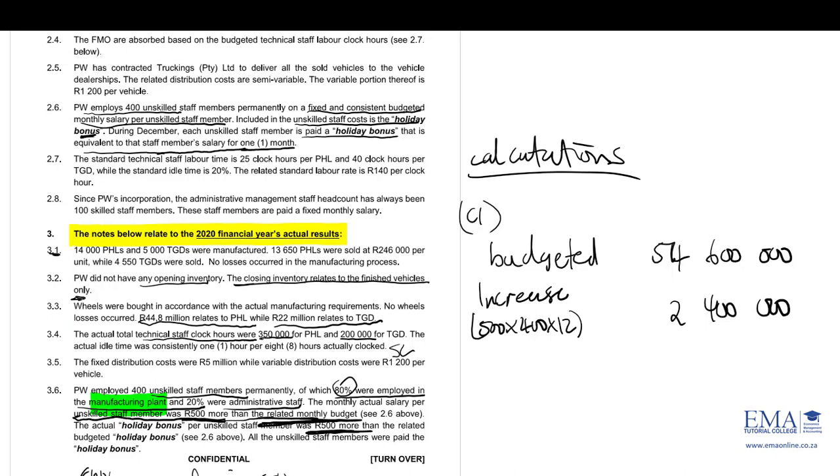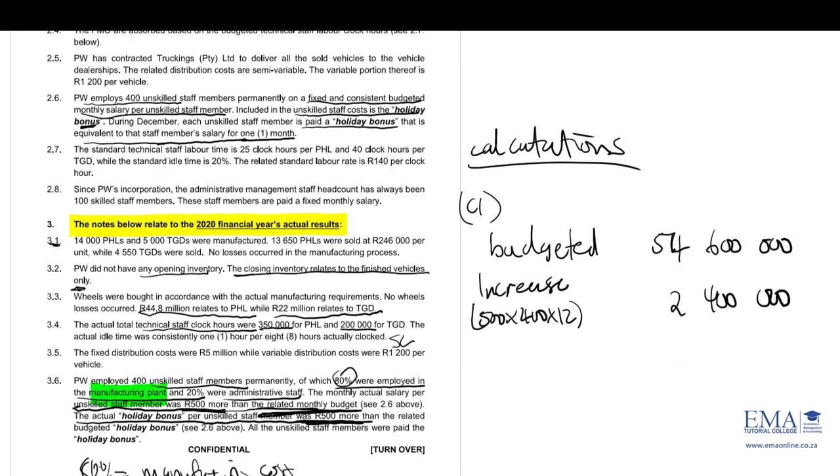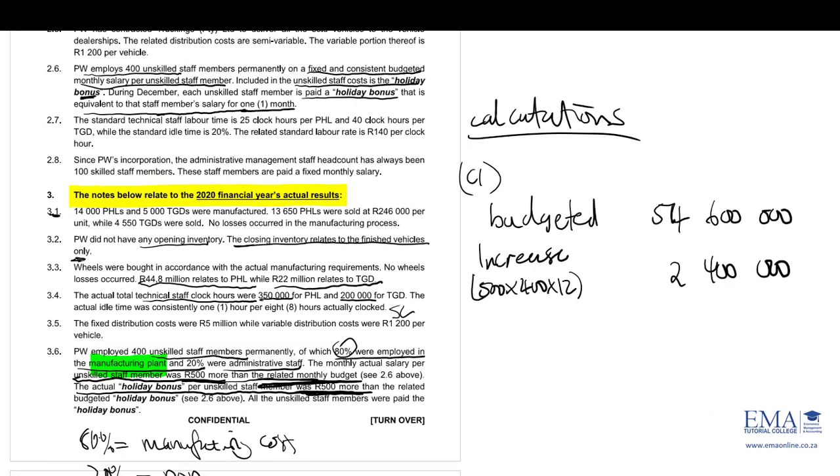Now they said here also that the actual holiday bonus paid per unskilled staff member was 500 more. So the bonus was 500 more than the related budgeted holiday bonus. So it means each and everyone received an extra 500 in terms of their bonus, and this budgeted amount included the bonus as well, right? So now we're just going to put into effect the increase only of the bonus. So this was the increase of the salary, and now we are putting into effect the increase of the bonus.